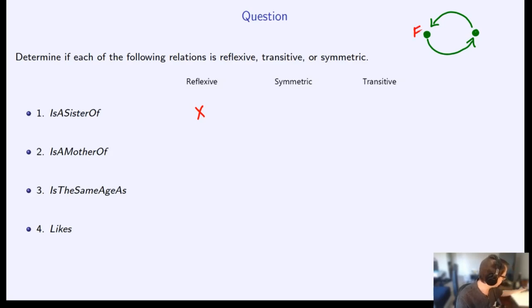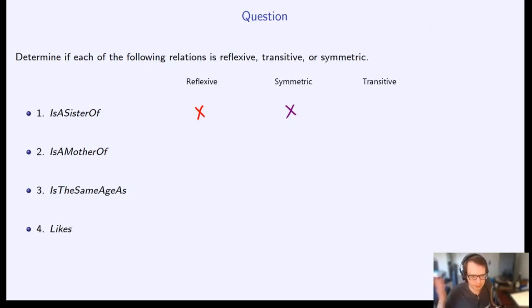It is possible, of course, for you to be a sister of, say, someone who is male or non-binary or someone else. So you could be a sister to someone and they could be a brother to you. So it's not necessarily symmetric. It could be symmetric, but not necessarily. It is possible if there are two sisters. So there could be some instance where it is symmetric, but it doesn't have to be symmetric. So not in all cases is it symmetric.